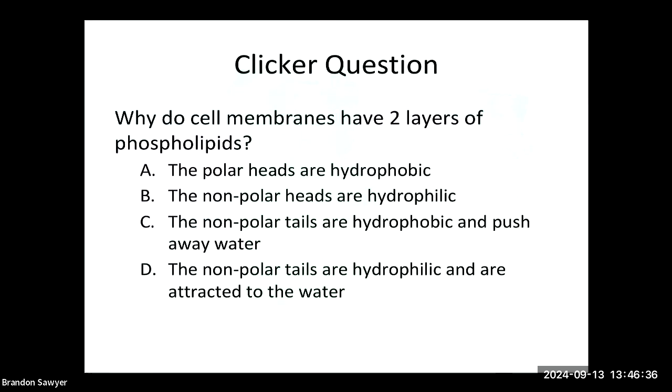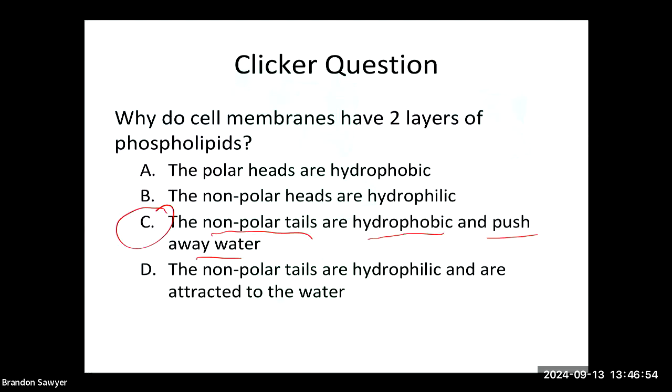All right, about 10 more seconds. Go ahead and send something in here. All right, looks like everybody, and again, 100% of you have the same answer, which is C. So the non-polar tails are hydrophobic and push away water.